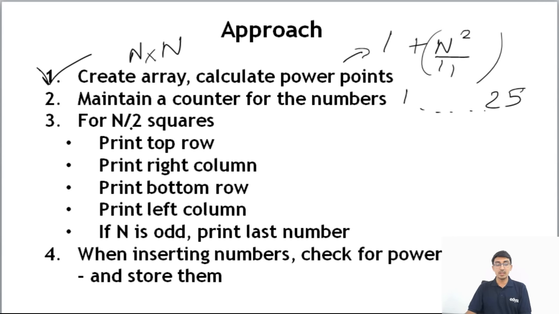Now for all n by 2 squares, we have to print the top row first, then the right column, then the bottom row, and then the left column. So like this, we are kind of printing the perimeter of that square. And then when we are inserting the numbers, we'll check for the PowerPoint and store them. So this part will come right after this.